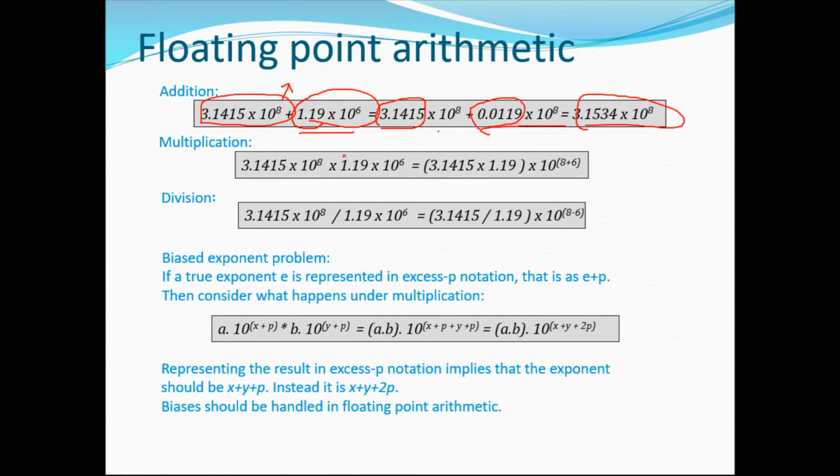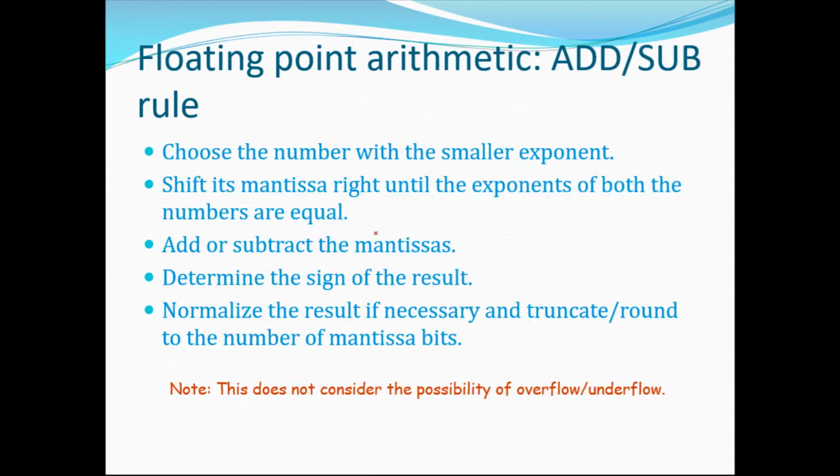How multiplication is done: take the exponent part of both the numbers and add these two, 8 plus 6, which is 14. Keep that as the exponent form, and then just multiply these two numbers as usual. Whatever you get, that is the output. And for division, take this exponent format and just subtract, 8 minus 6, and just divide these two numbers. So this is how division is done in floating point.